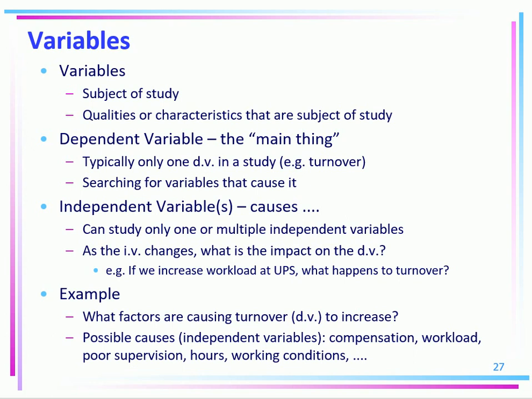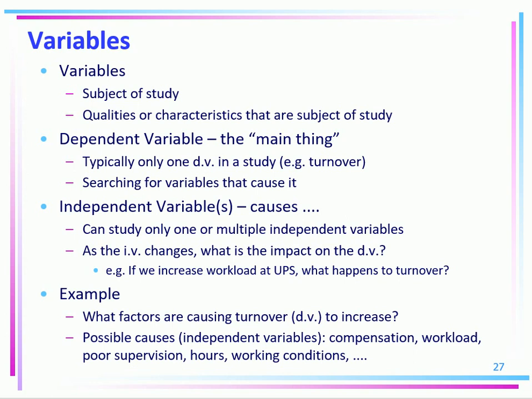So if you wanted to know what factors are causing turnover in the organization to increase, the main thing is turnover, right? So that's your dependent variable. And you've come up with some different ideas. You think it could be either compensation or workload or poor supervision, working hours or working conditions. You have to get out in the muck or lift trash cans or whatever. And so you have 5 independent variables, and you want to see how each one influences turnover.